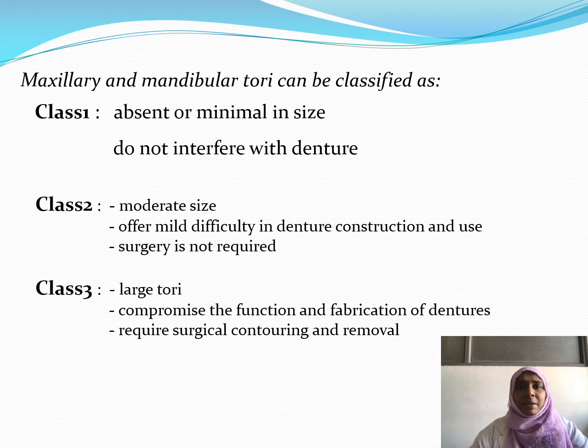Coming to the maxillary and mandibular tori. It is classified into class 1, 2 and 3. In class 1, absent or minimal in size, it doesn't interfere with the denture. Class 2, moderate size, surgery is not required. And class 3 is the large tori where surgical contouring and removal of the tori is needed.